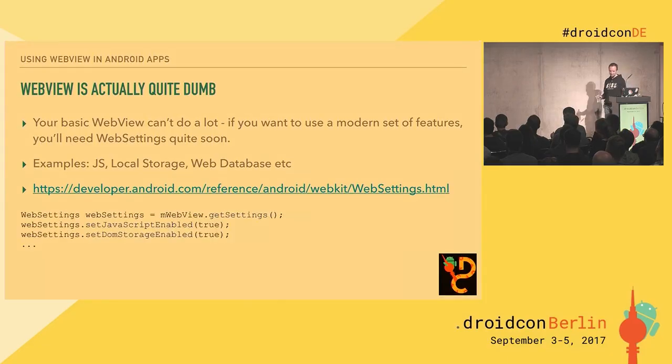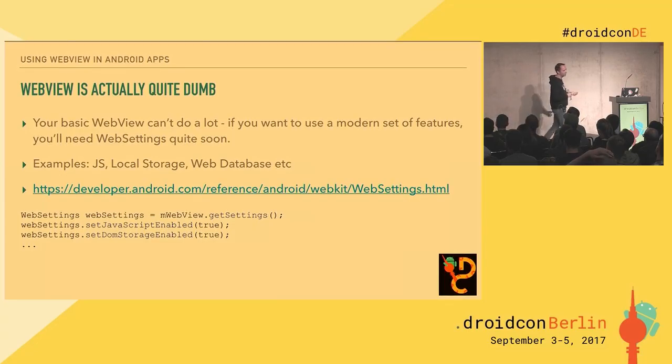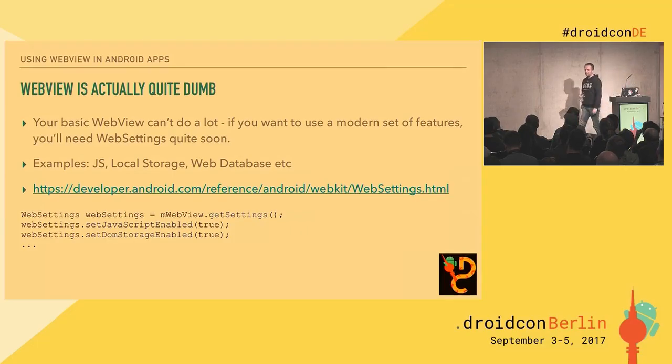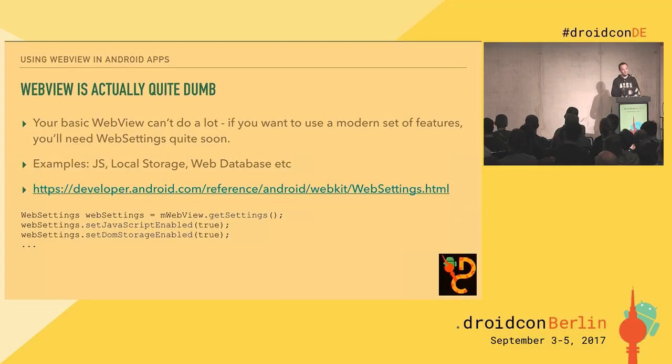Some examples are here. For example, you basically get the settings object for a start, then you enable JavaScript and you enable DOM storage. DOM storage is basically local storage in your web view. And there are tons of other options. That's why I put the link to the web settings documentation in there, because there are probably 20, 25 functions and little bits and pieces you can enable or disable. But by default, most of it is switched off.